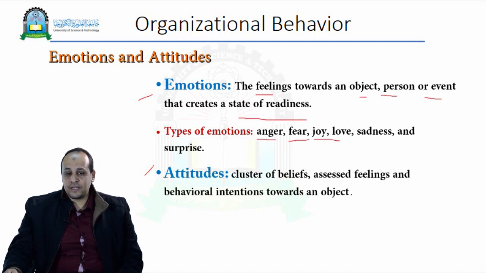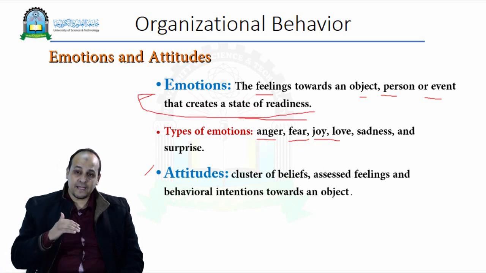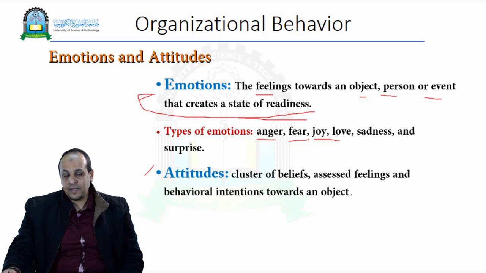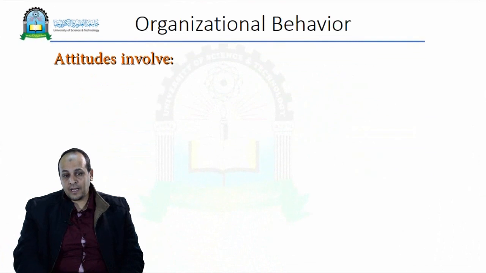So these kinds of emotions can be toward a lot of issues. When we talk about objects, we may talk about products, services, cars, whatsoever around us. Talking about a person, we may talk about your direct supervisor, your friend, your father, the Prophet sallallahu alaihi wasallam, etc. Now, events in our life can be national, personal, or organizational, etc. So companies actually pay attention to emotions because they create a state of readiness, where a person may act upon the way he feels towards such things. Then we have attitudes. It's a cluster of beliefs, assessed feelings, and behavior intention toward an object. We will go through this one more intensively because this affects behavior dramatically.